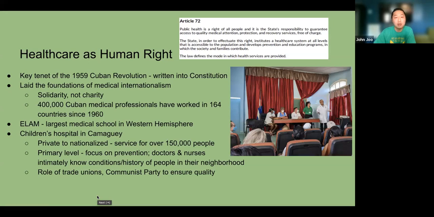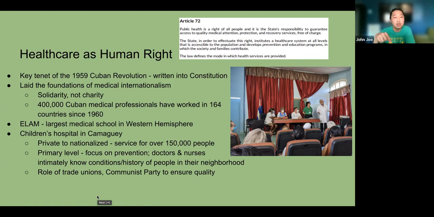And to that point, I want to quickly talk about ELAM, which is the Latin American School of Medicine. It's the largest medical school in the Western Hemisphere. Even though I've worked a little bit in HIV/AIDS work, I never seriously considered going into healthcare. But one of the things I learned about ELAM, and I really thought about it when I was in Cuba, is that they provide scholarships to people from other countries, including the US, despite all of what the US does actively to the Cuban people, to use their degrees to work in underserved communities.